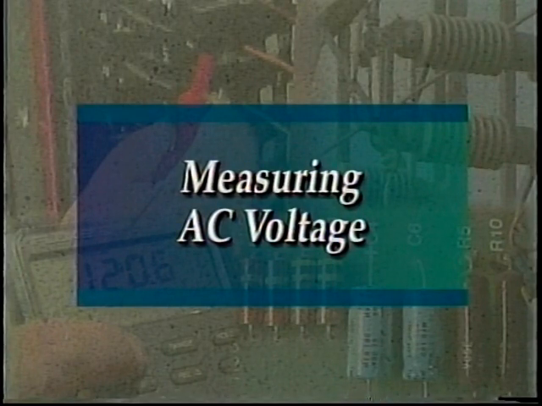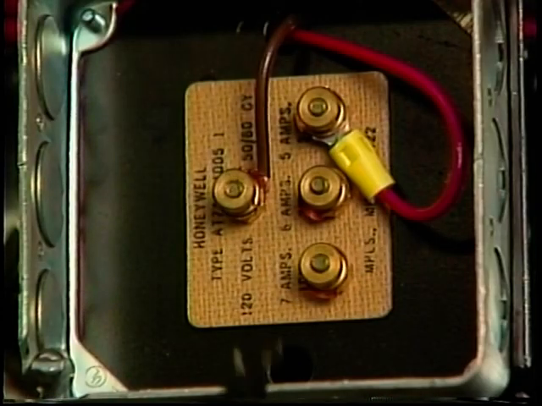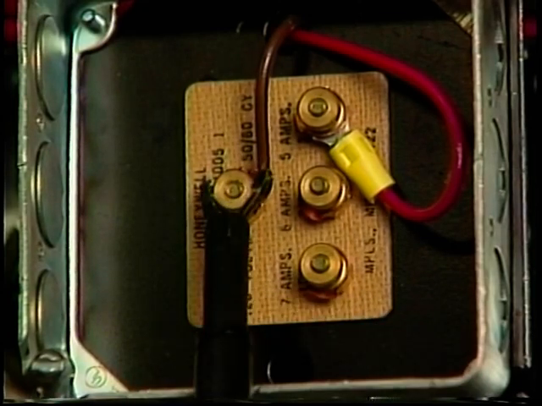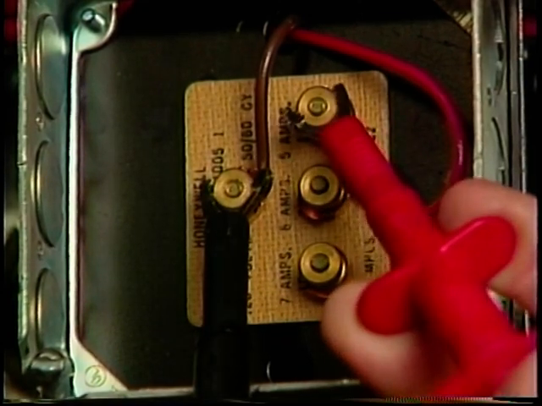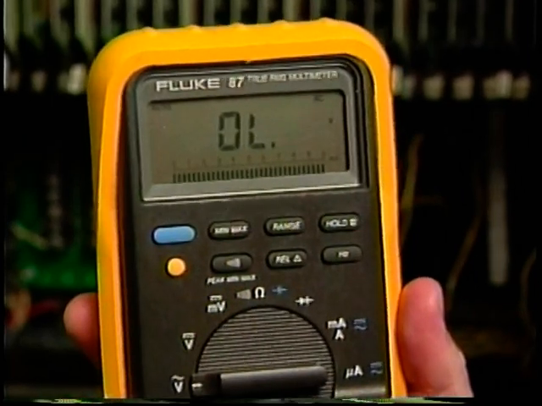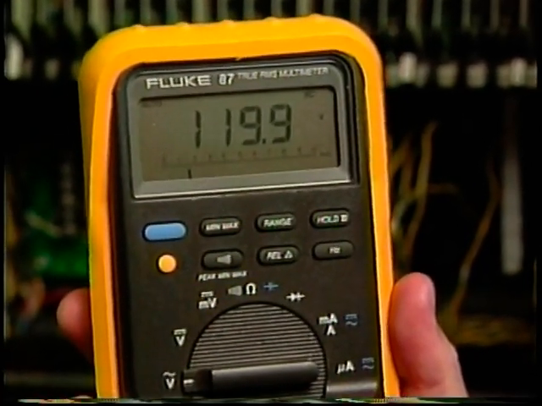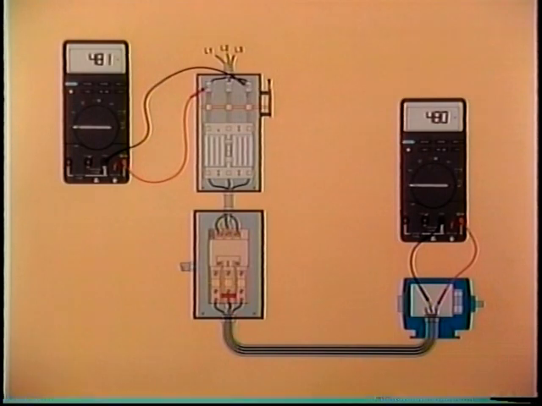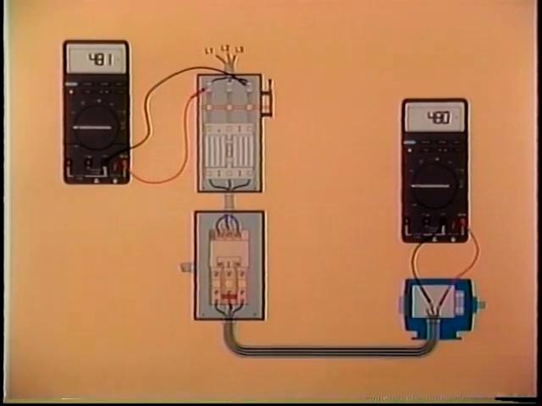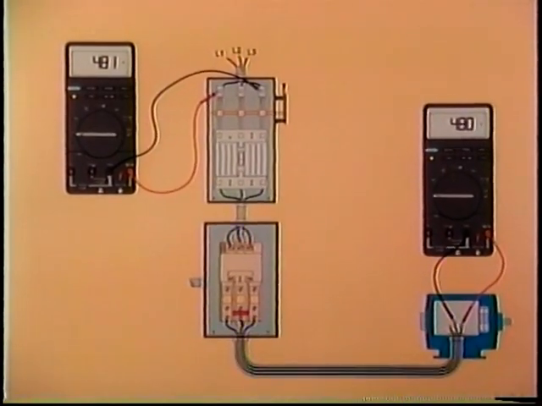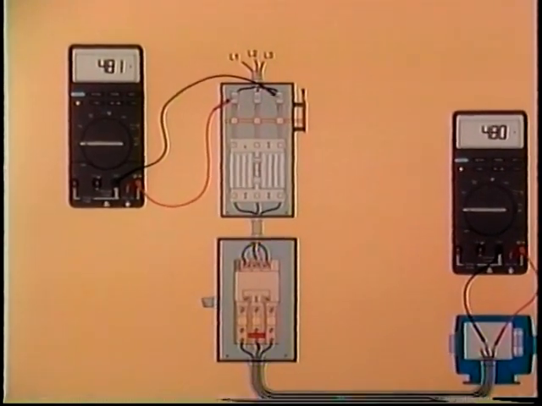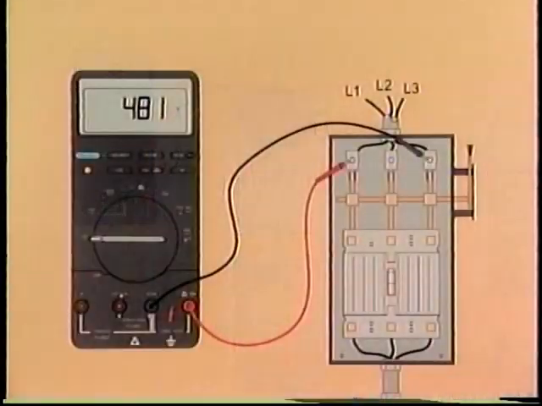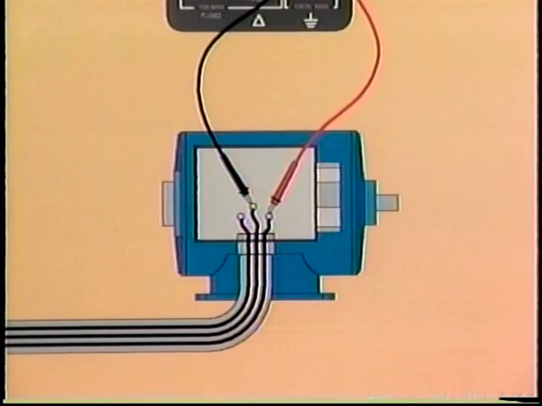Measuring AC voltage. When testing AC circuits, voltage readings are taken. Voltage readings indicate the presence or absence of voltage and the voltage level. A voltmeter is used when exact voltage values are required. An AC voltmeter is used to measure AC voltages. The AC voltmeter is connected directly across the part of a circuit requiring measurement.